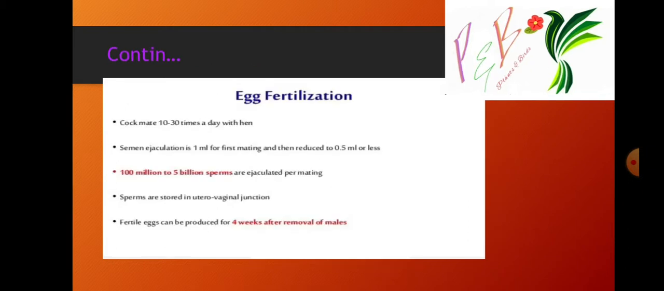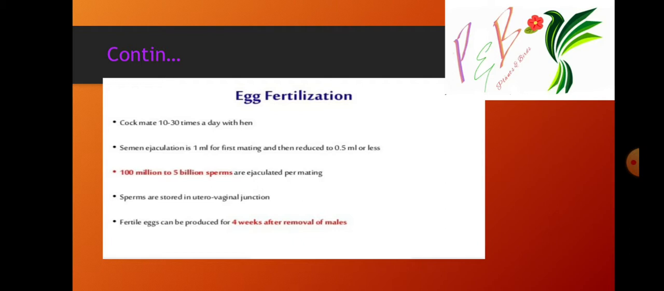Next, continuation: how egg fertilization takes place. A cock can generally mate 10 to 30 times a day with a hen. Semen ejaculation is 1 ml for the first mating and then reduced to 0.5 ml or less. 100 million to 5 billion sperms are ejaculated per mating. Sperms are stored in the utero-vaginal junction.